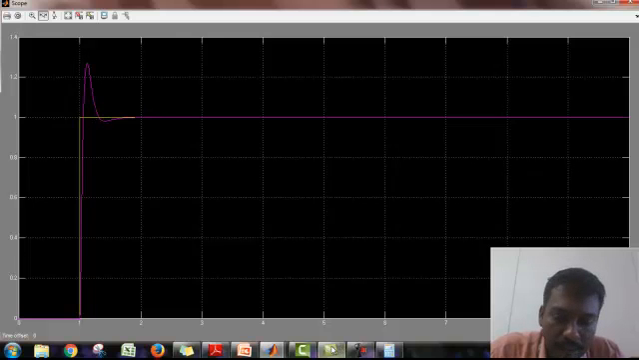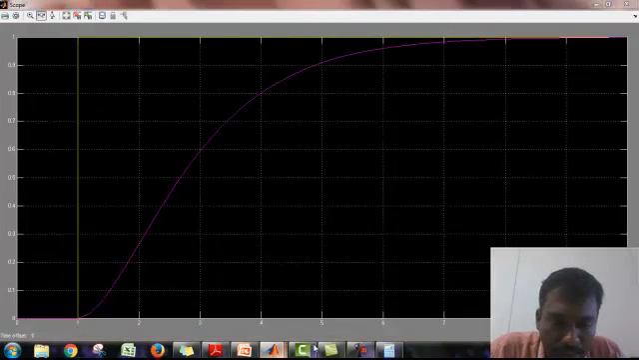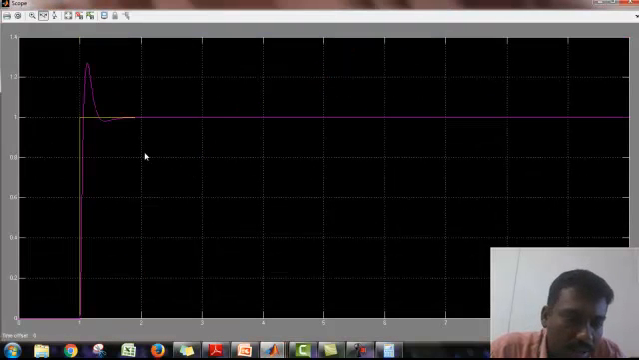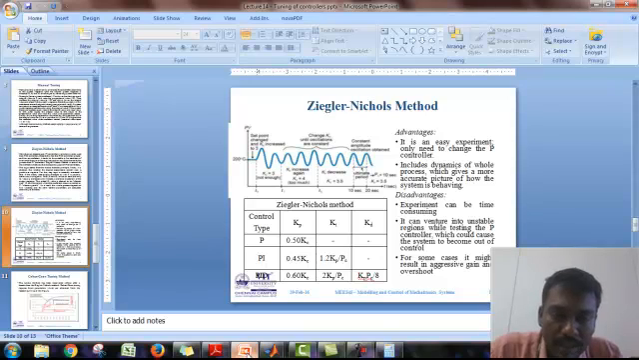We can find this graph, and compare it with the previous graph. Since there were so many fluctuations there, from that fluctuation you can find the ultimate time period. Here, by applying all the values, the fluctuation is reduced. This is one of the tuning methods. The tuning method's name is the Ziegler-Nichols method.